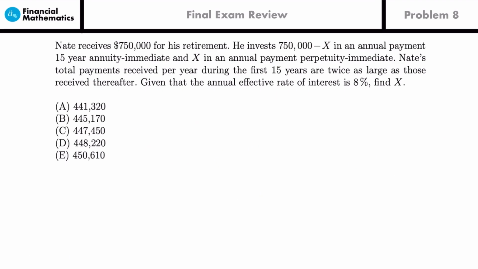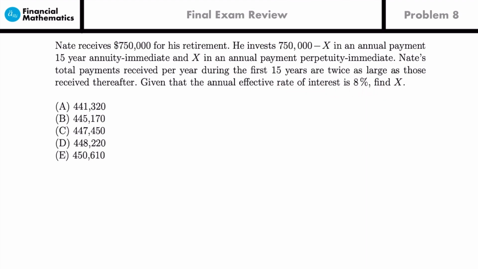For problem 8, we have: Nate receives $750,000 for his retirement. He invests $750,000 minus X in an annual payment 15-year annuity immediate and X in an annual payment perpetuity immediate. Nate's total payments received per year during the first 15 years are twice as large as those received thereafter. Given that the annual effective rate of interest is 8%, find X.